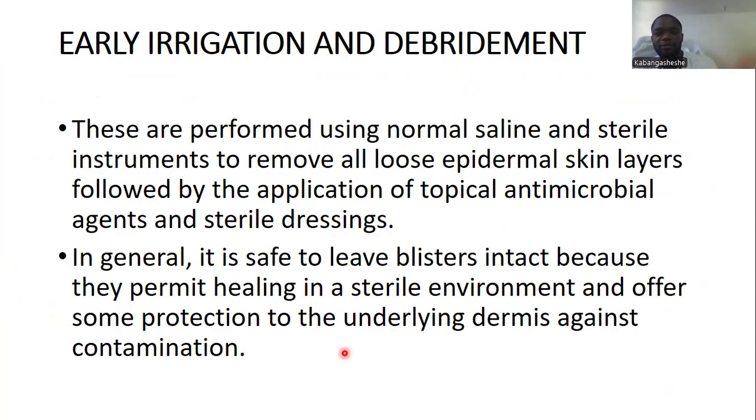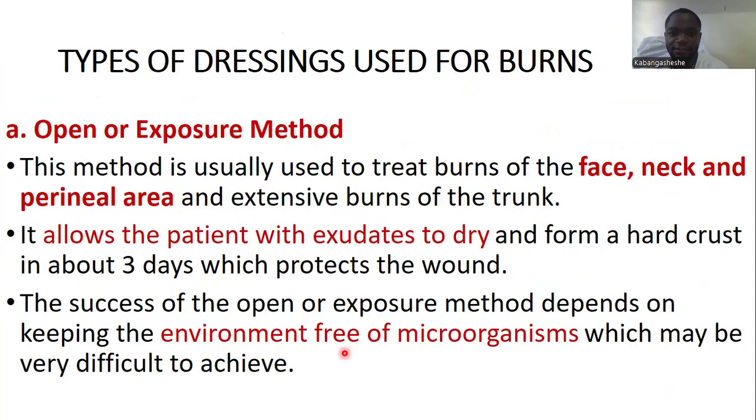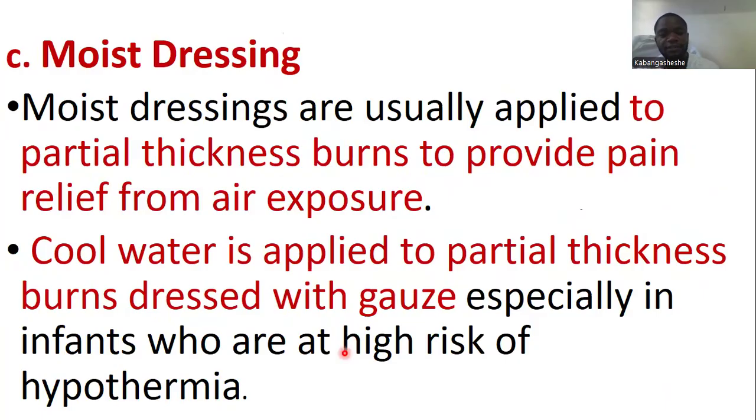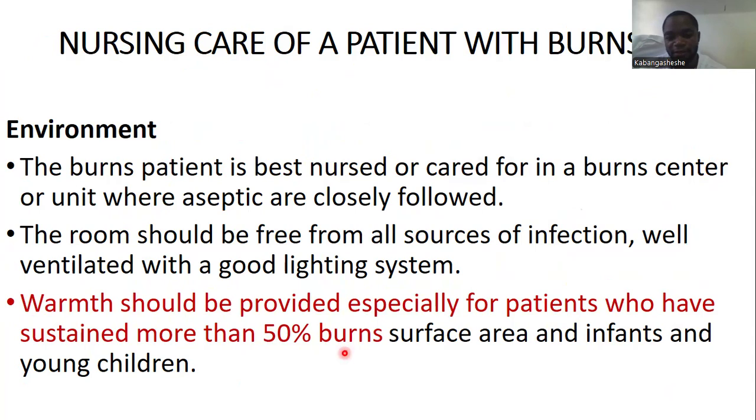So irrigation and debridement of the wound is important. Of course, dressing followed by that. Different types of dressing can be used: open, closed, or moist dressing. Nursing care. When it comes to nursing care of this patient, most importantly, we want to prevent infection and ensure that the patient is well hydrated.